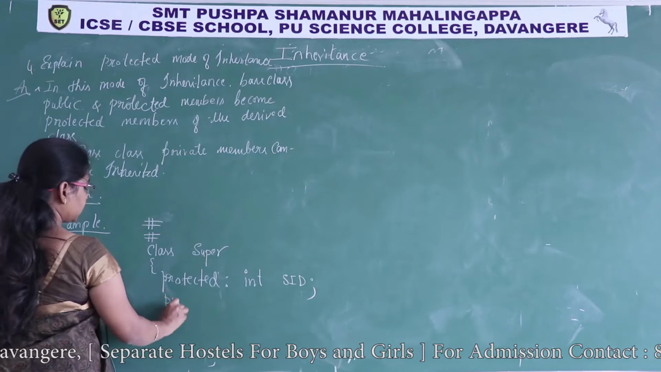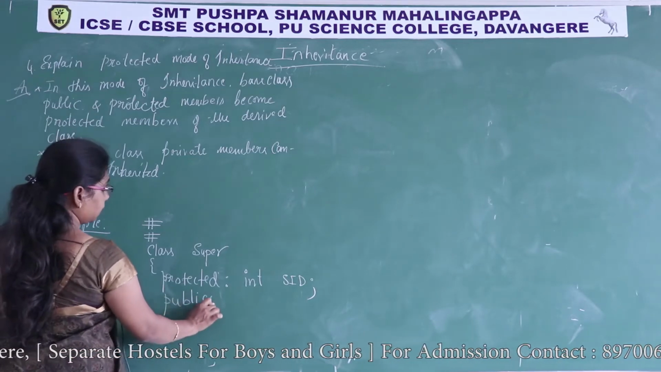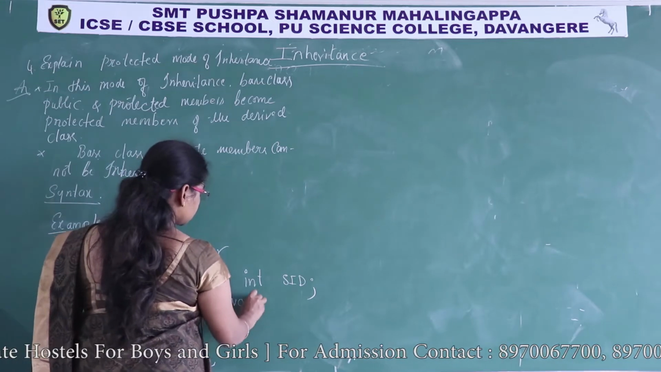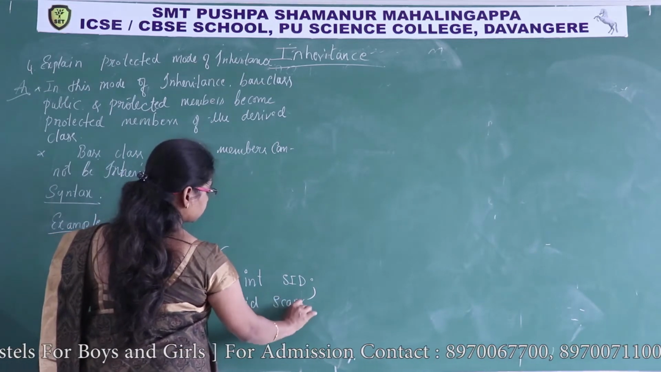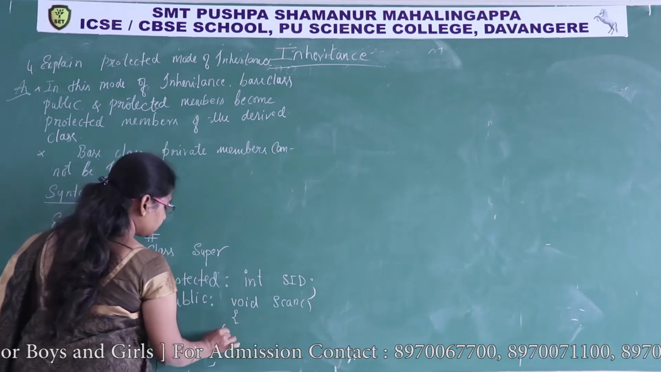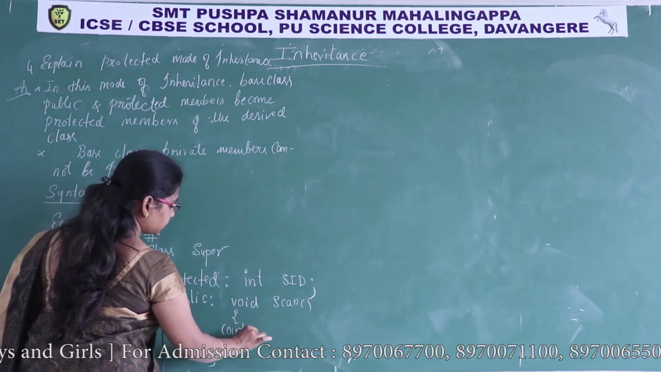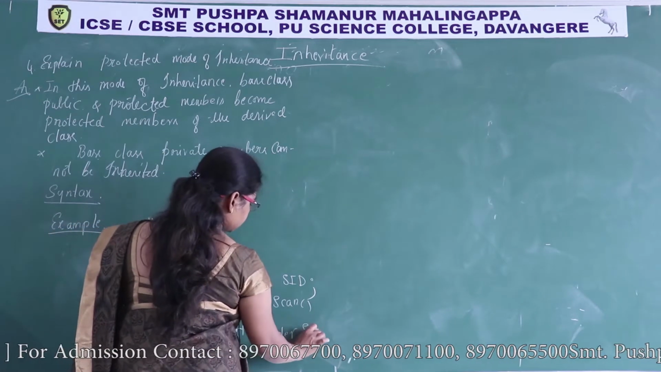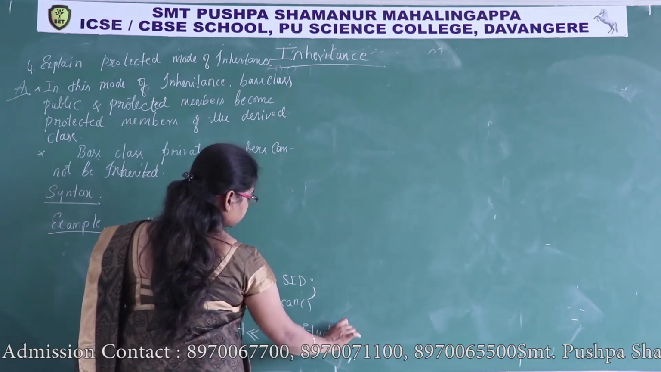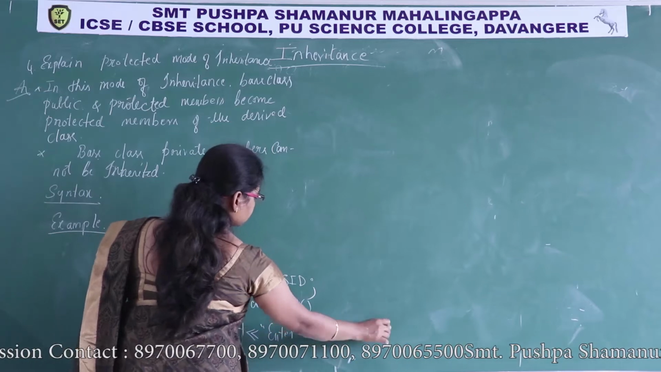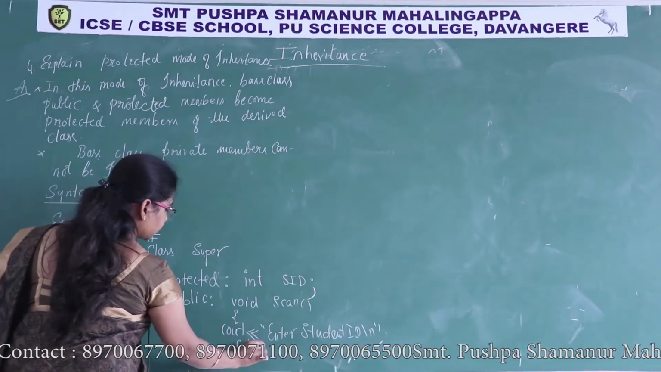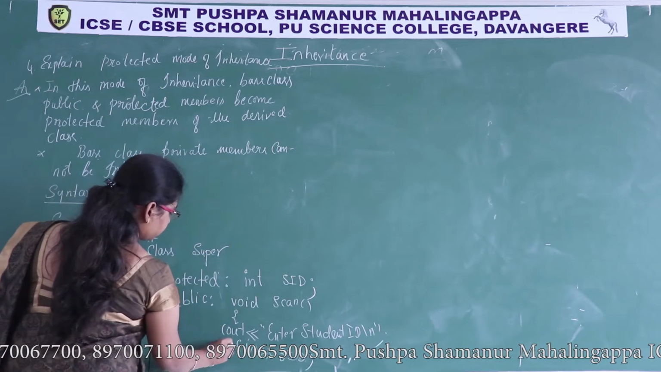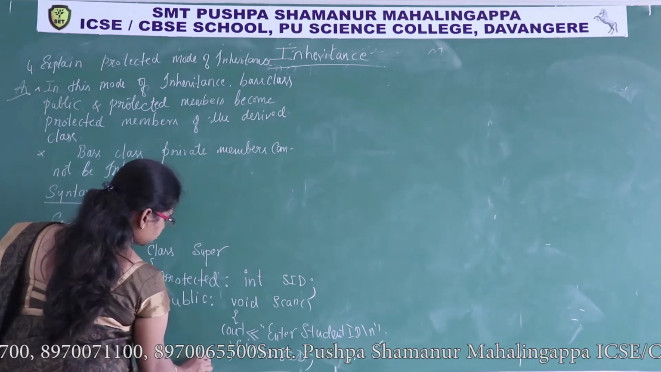In the public section, I'll take a function void scan. cout enter student ID, cin extraction SID. Class close, I'll close the class here.